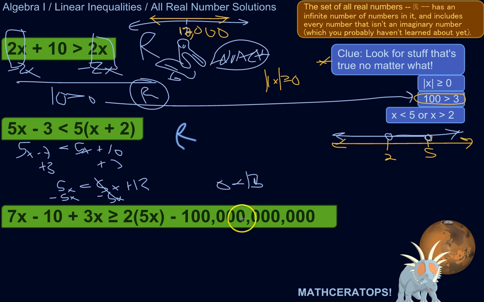So I'll let you try this one. Don't be intimidated by this huge number. It'll work out to be something like this. Just do the work and show that it has to be true no matter what you plug in for x. When that's the case, the solution set is all real numbers, which you can symbolize with that R like that. Alright, have fun.